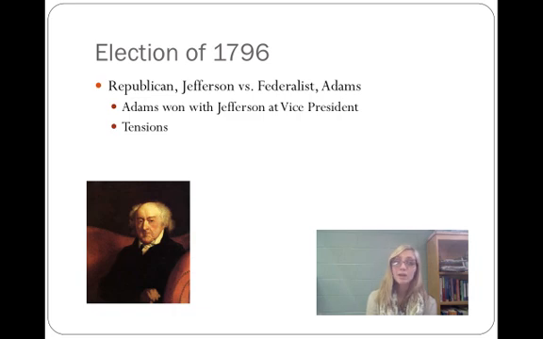So Adams and Jefferson, even though they had two completely different political views, were forced to work together. And this caused tensions within the Capitol itself because they couldn't make decisions together, because they had two totally different points of view on the Constitution and how to rule this country.